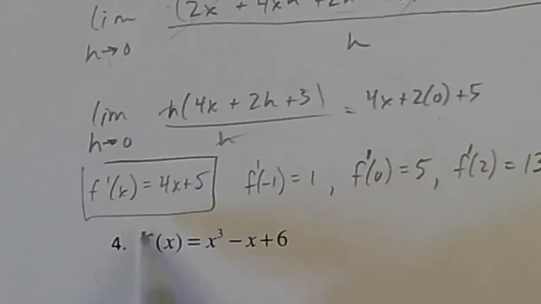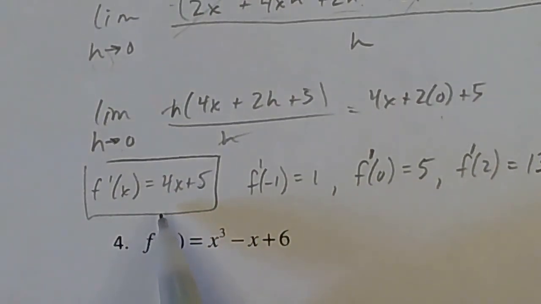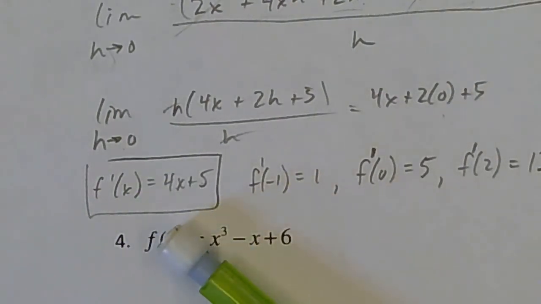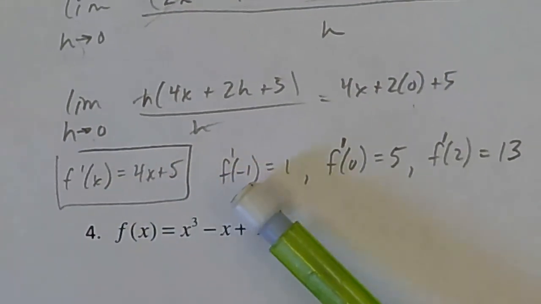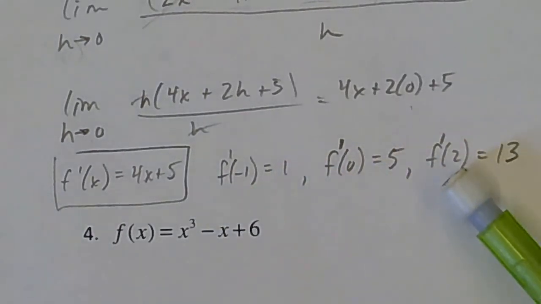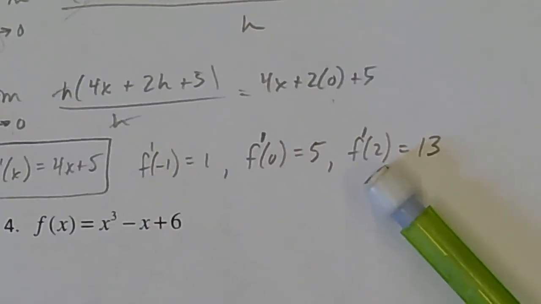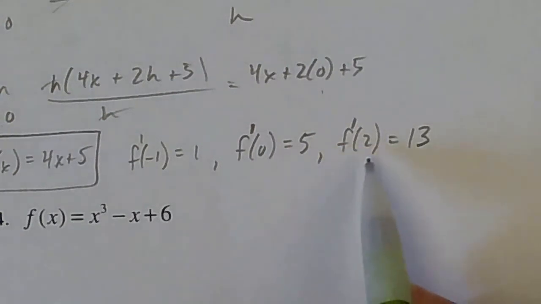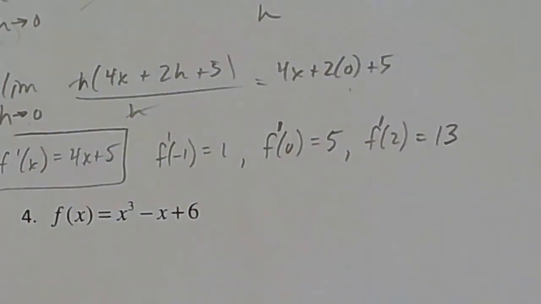Okay, so 4x plus 5 is the derivative. That gives the instantaneous rate of change, or slope of the tangent line, for any x. So here I plugged in these x values to get the derivative at those specific x values. So we get 1, 5, and 13.